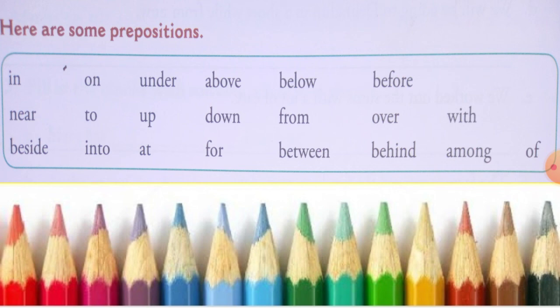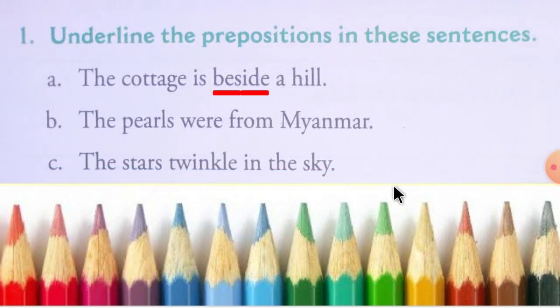So I hope you all have completed this. So this is exercise number 1. Underline the prepositions in these sentences. One has been done for you. The rest of the 2 you have to do by yourself in your homework.